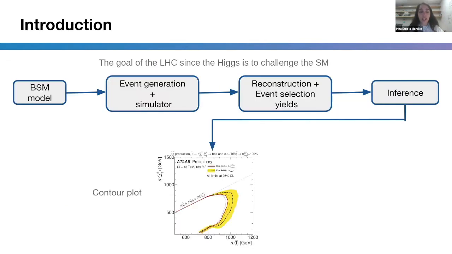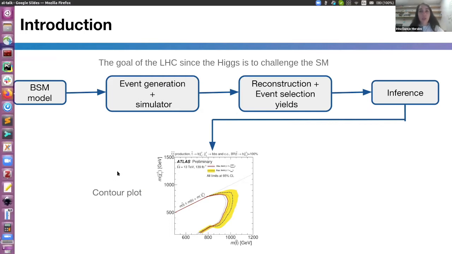So this is a high-level simplification of what a pipeline looks like for beyond the standard model searches. Usually, one of these searches ends up in a contour plot. The goal of the researcher is to exclude as much parameter space for as many theories as possible. But this pipeline has several bottlenecks that limit these efforts to exclude parameter regions. And those are the bottlenecks that we want to tackle with this.